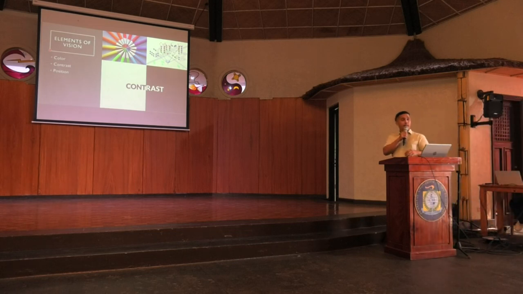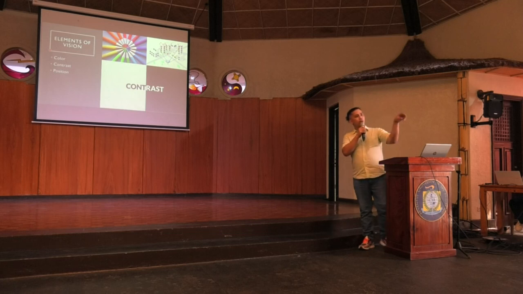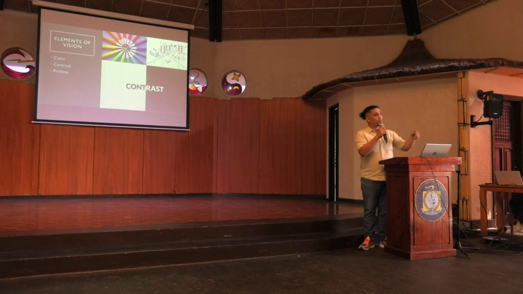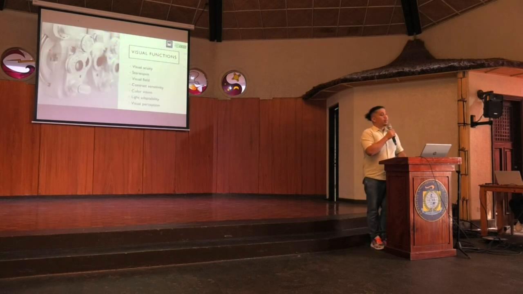And next is position. So we may move an object within the visual field to make it more visible. So you move it. Okay? Now, these are the different visual functions that we need to see clearly, to see normally. So visual acuity, for example, you need yung clarity ng visual. That's what we test whenever we do the Snellen chart.